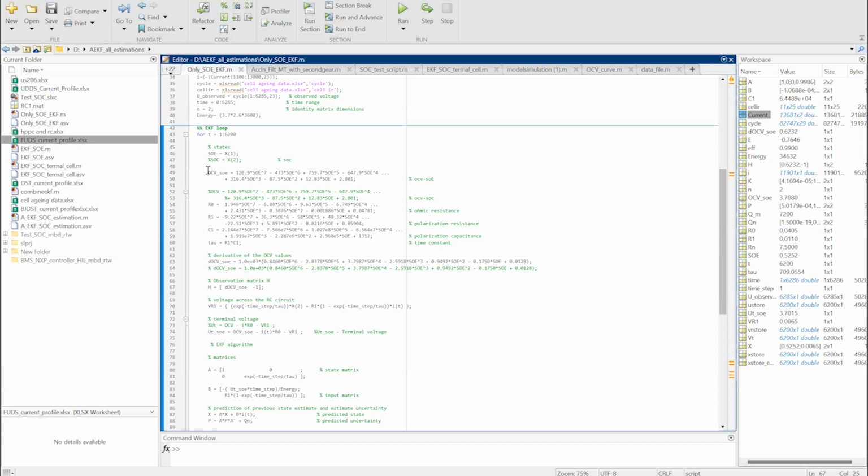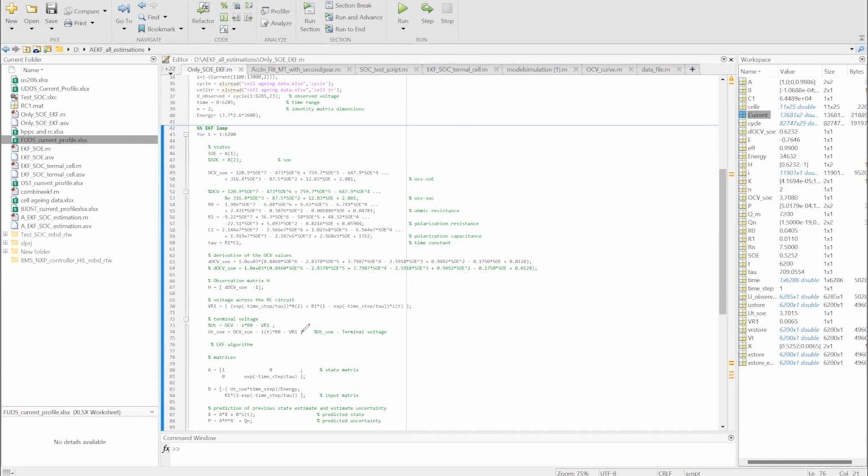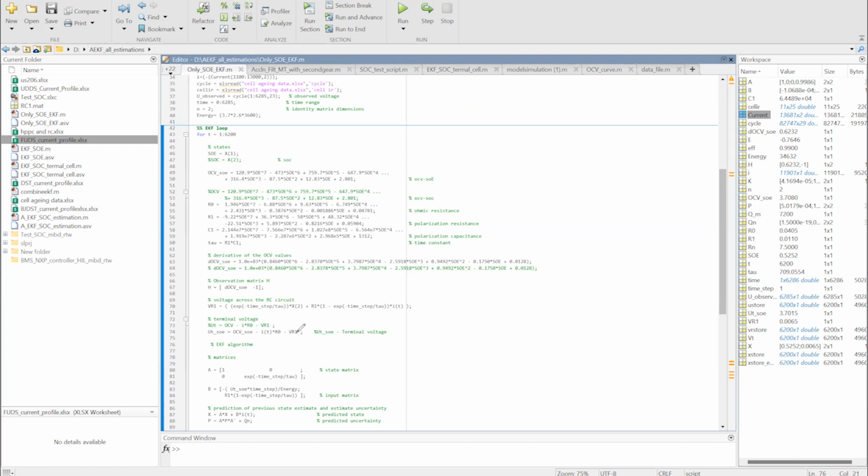With the influence of this, we will calculate the voltage across the RC circuit and then the terminal voltage. The voltage across the RC circuit we named VR1, and in the estimation of terminal voltage, this is the equation. If you include 2RC, then there will be one more term here, minus VR1, like minus VR2. One more equation like this we have to set up.